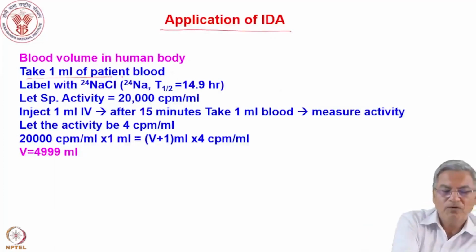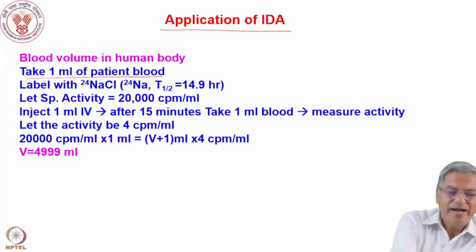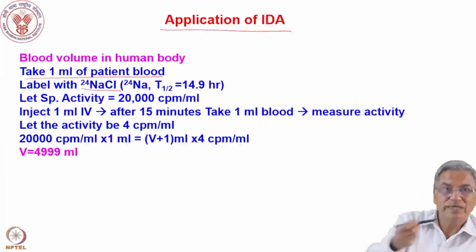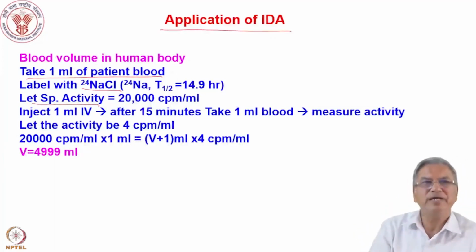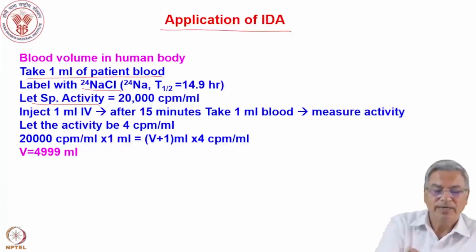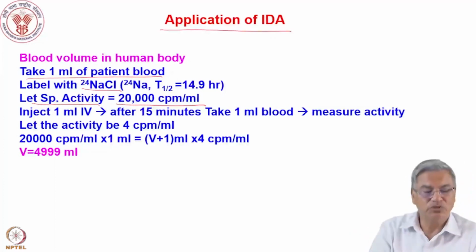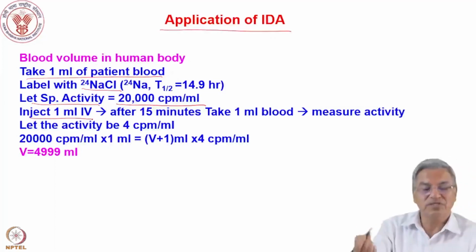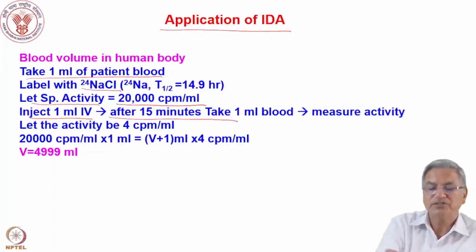You can take 1 ml of a patient's blood, add sodium-24 activity, which has a 14 hour half-life, to that 1 ml solution and find out the specific activity. You can count the gamma ray activity of sodium-24, and suppose you got 20,000 counts per minute in 1 ml of that solution. Now this 1 ml you inject intravenously into the human patient, and after 15 minutes take out 1 ml.